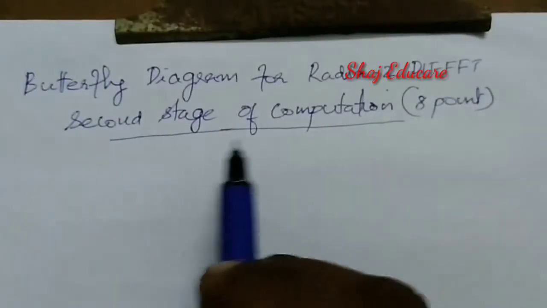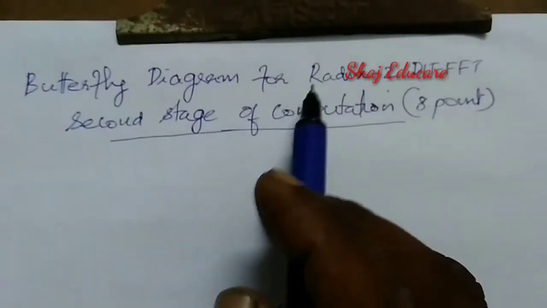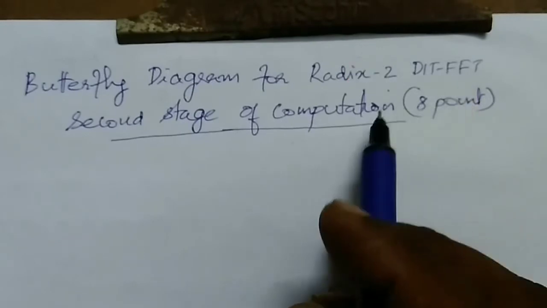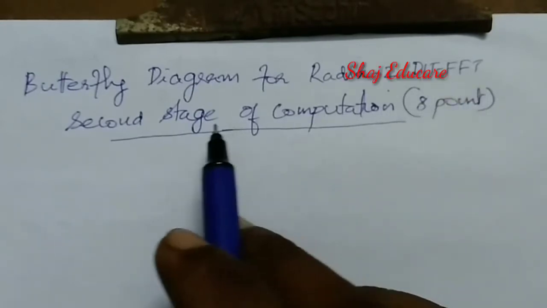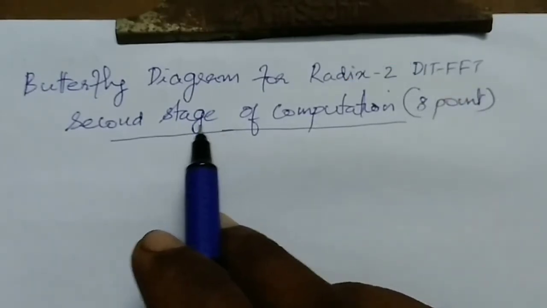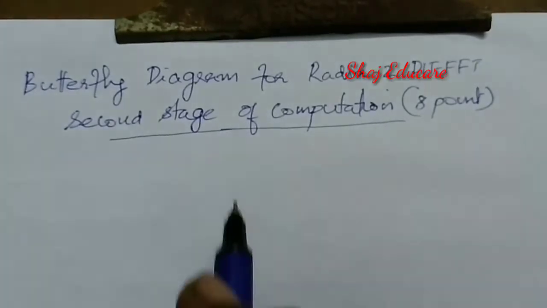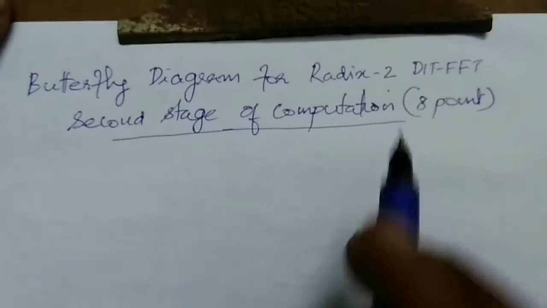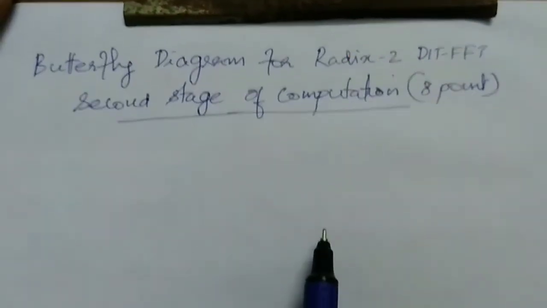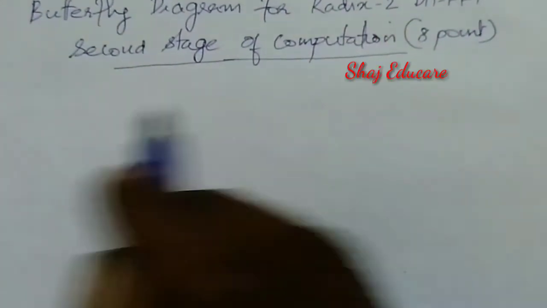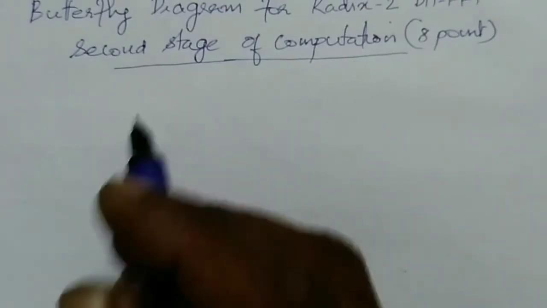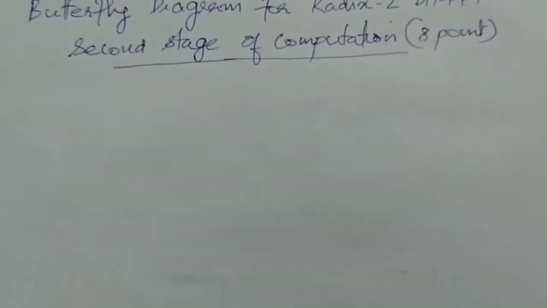Next, we are going to draw the butterfly diagram for the 8-point Radix-2 DIT FFT method, and now we are going to discuss the second stage of the computation. As we are dealing with the 8-point DFT, we have to draw 8 horizontal lines. I will be back to you after finishing that. I completed the 8 horizontal lines.